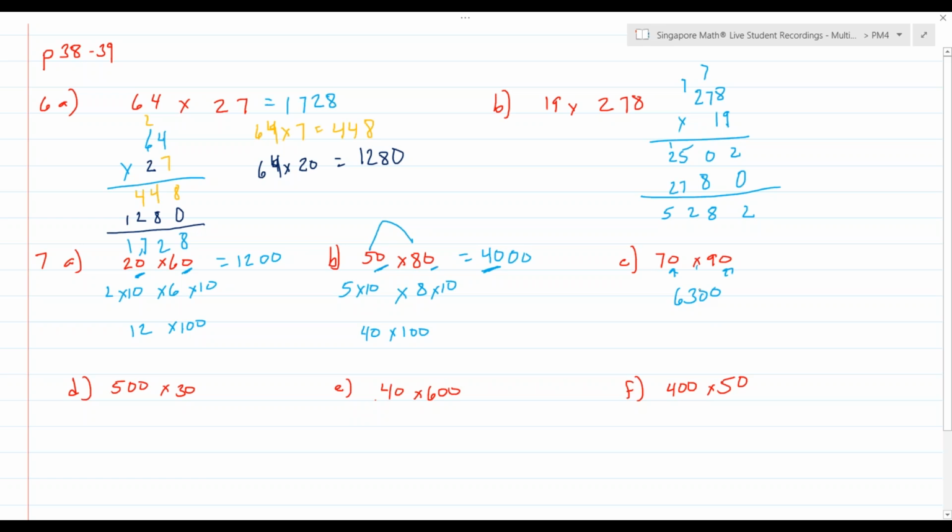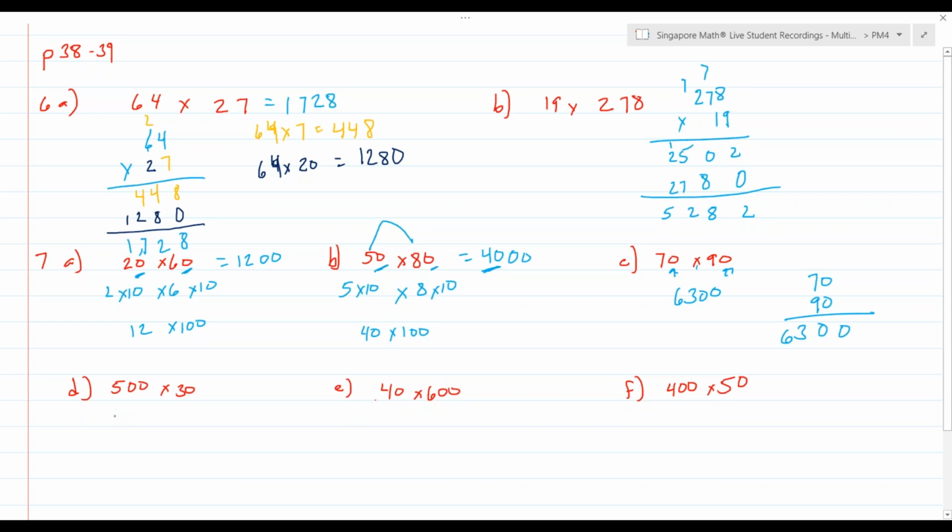70 times 90 will be 6,300. And you could certainly do the long multiplication to show that. 90 times 70 is going to give me a 0 in the ones place. 9 times 0 is 0. 9 times 7 is 63. Even if I do the long multiplication, I get the same thing.